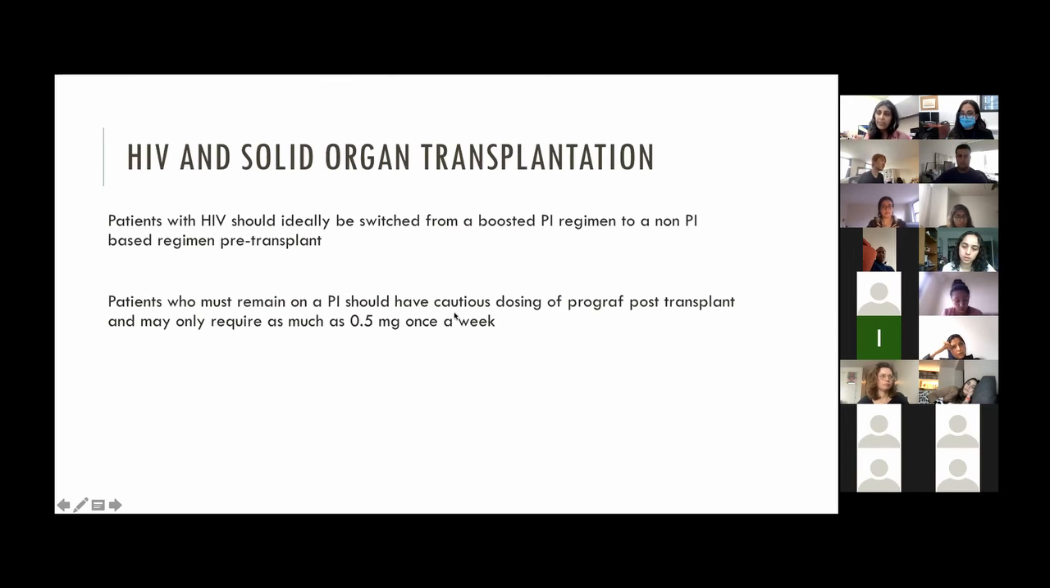They often need very, very little Prograf. So most transplant patients take Prograf twice a day. Transplant patients with HIV who have to stay on a protease inhibitor only take 0.5 milligrams once a week, for example. And it's very, very difficult to dose.